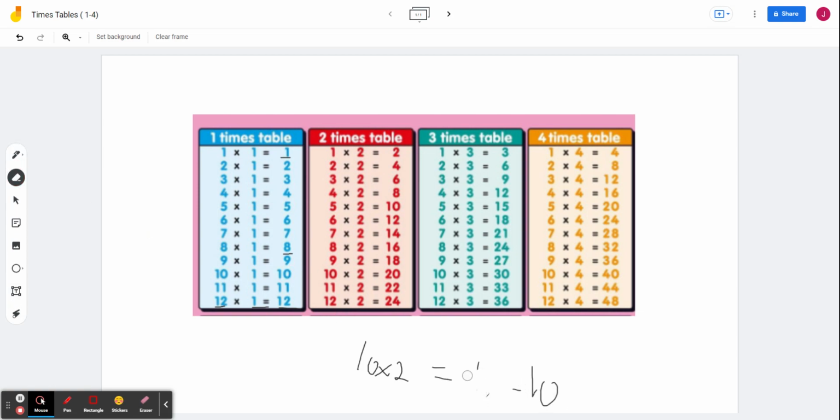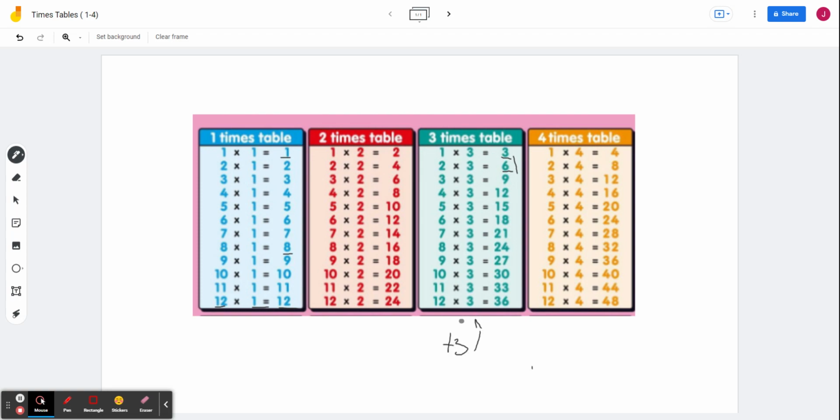Continuing, we have the 3's times table. On the 3's times table, this is more something that we will have to memorize. For example, 1 times 3 is 3, 2 times 3 is 6, and so on and so on. We can see that when we look down the times table, it's adding 3 every single time. That's our pattern. Plus 3 is our pattern for this one.